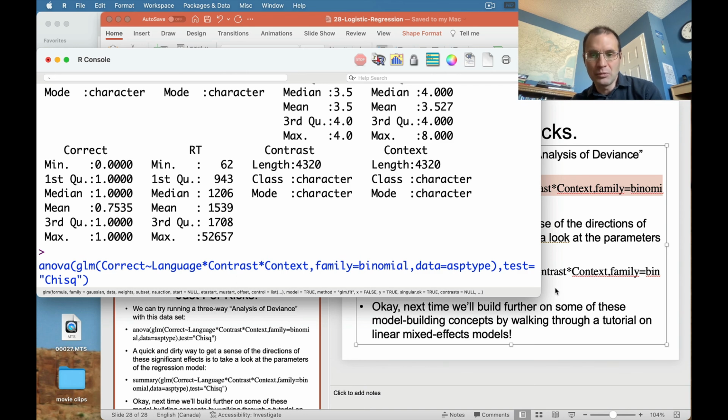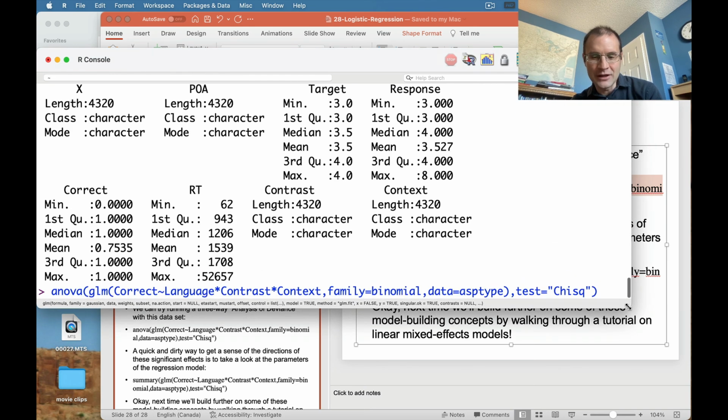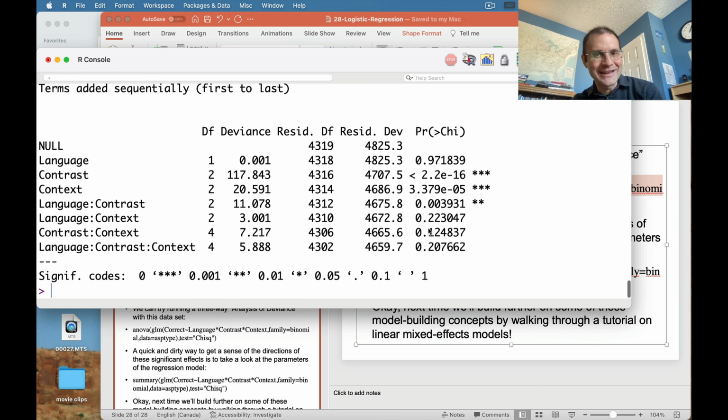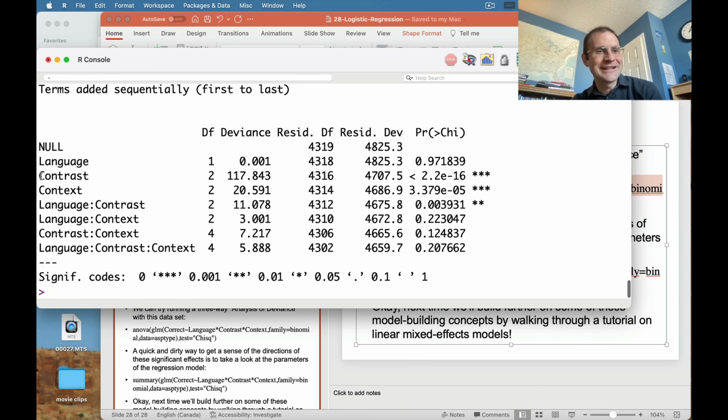We can just run through this quick and dirty analysis of deviance. Again, get your mind out of the gutter. It's not that kind of dirty. But we get significant effects here of contrast and context. And this is one case where we do get a significant interaction. You can see these are pretty large, healthy effect sizes all across the board, but there's a huge amount of data in this, so it's maybe not that surprising.